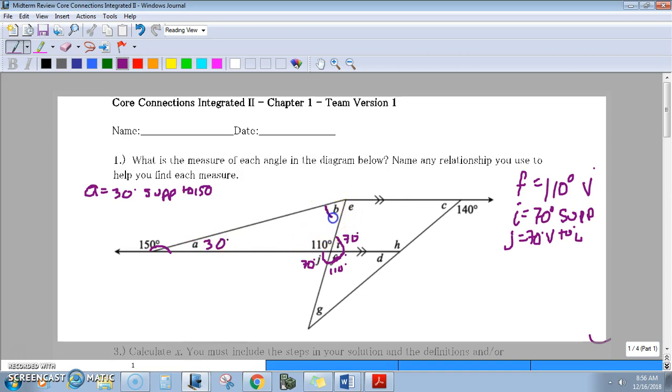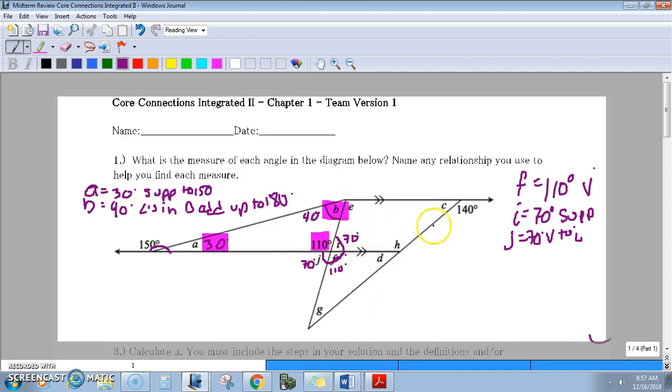Okay, so look, I can find B because this is a triangle, right? And 110 plus 30 plus B is going to be 180. So 110 plus 30 is 140. So that means B must be 40 because those would add up to be 180. So B is 40 degrees because angles in a triangle add up to 180. That's the reason.